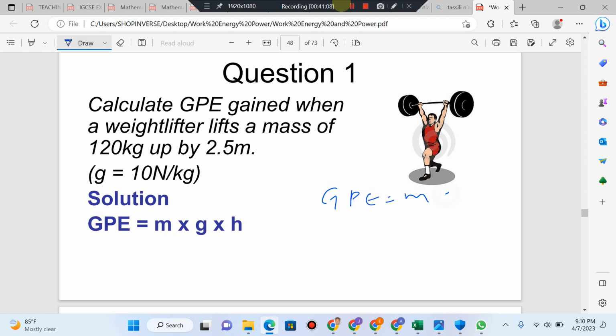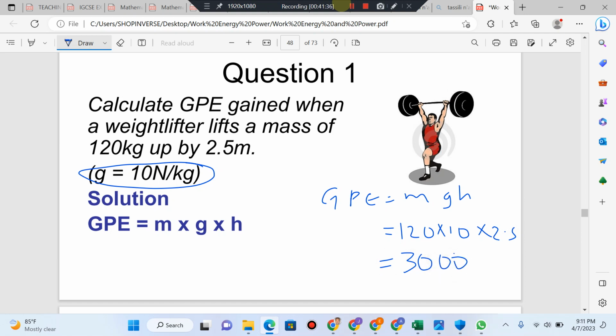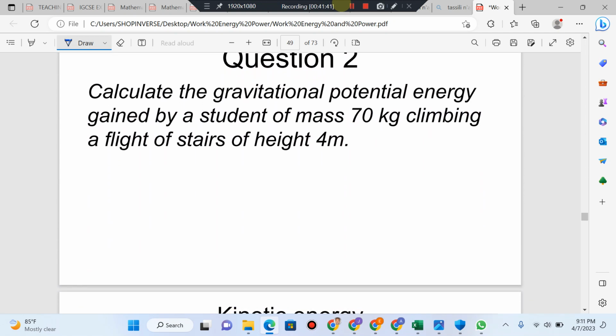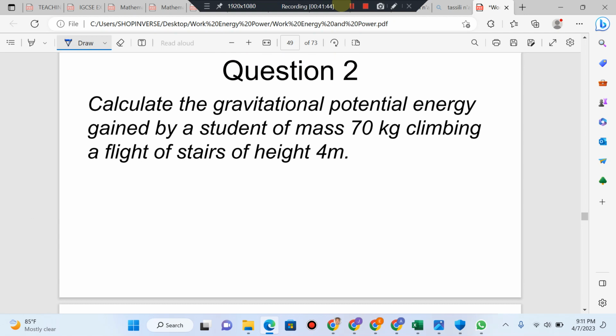How do you do that? Your gravitational potential energy is equal to mgh. What's the mass? 120 kilogram. What's the gravitational field strength? 10 Newton per kilogram. Then what's the height? 2.5 meters. 2.5 times 10 is 25. 2.5 times 2 is 5. 25 plus 5 is 30. So if you multiply all of this, you should get 3000 joules as the gravitational potential energy.